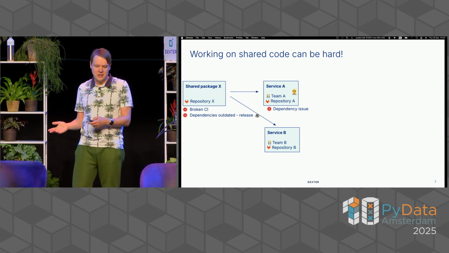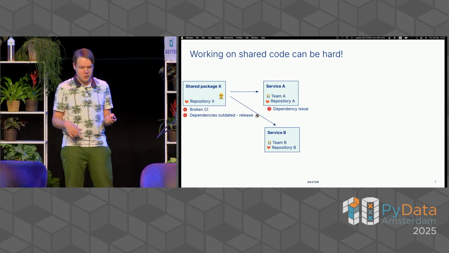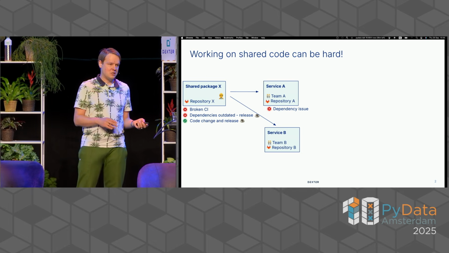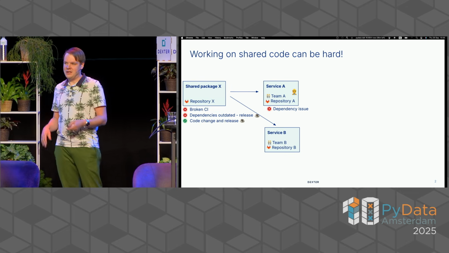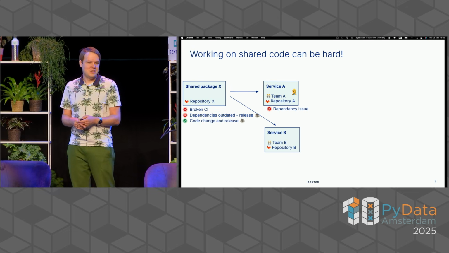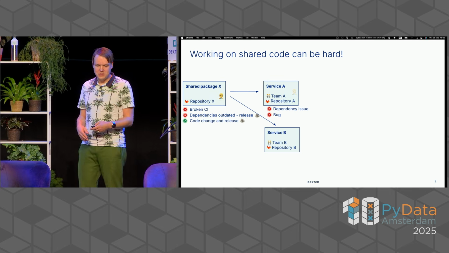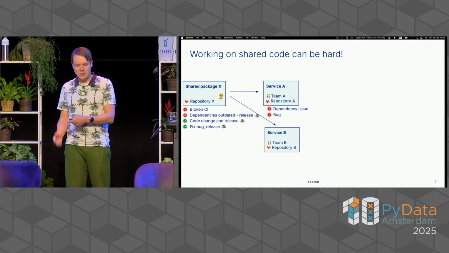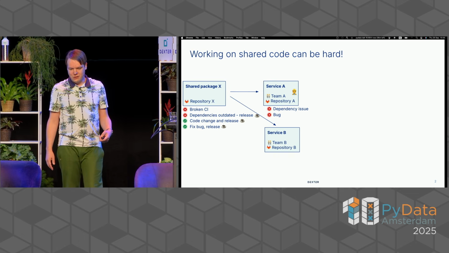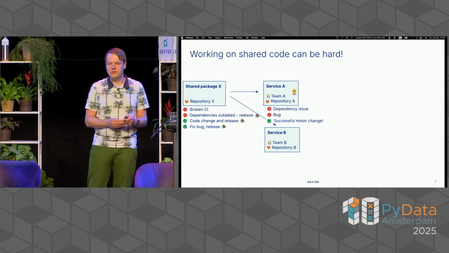So she fixes it there, and then after that, she goes back again to the previous repo, and does the actual code change. Make a new release, grab some coffee, move back to team A, and well, the unavoidable happened. There was a bug. So what does she do? She goes back, again, make a release, fix the bug, grab some coffee, and now finally we have a successful minor change. And we have had a lot of coffee.